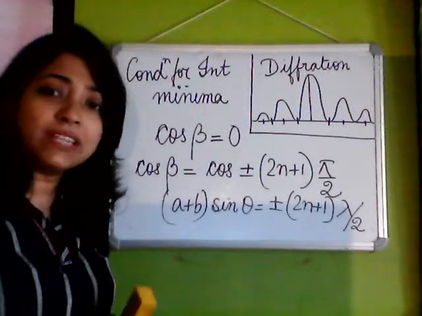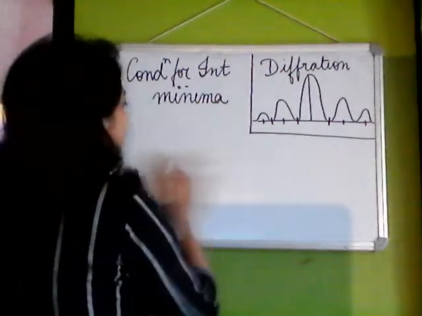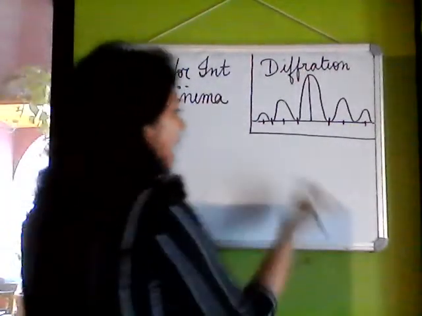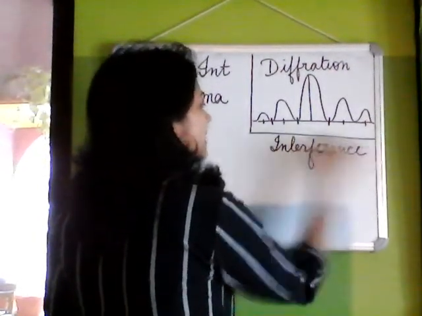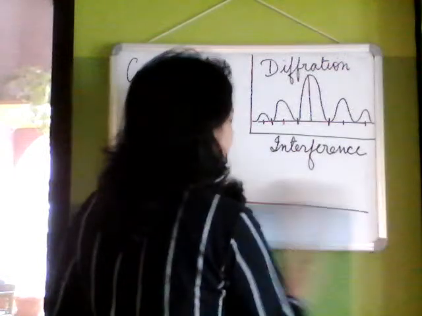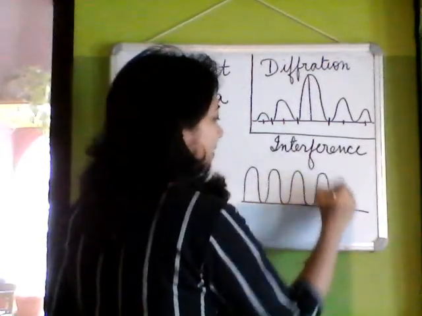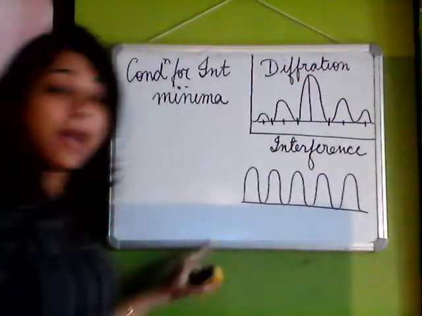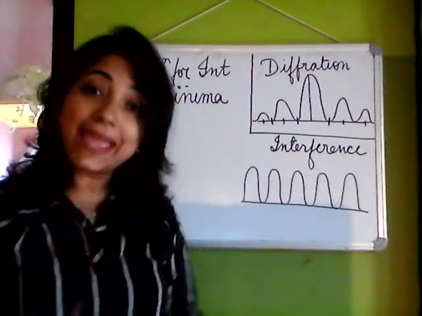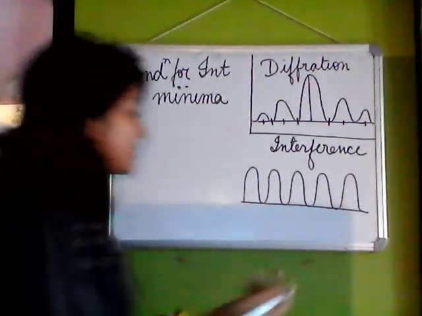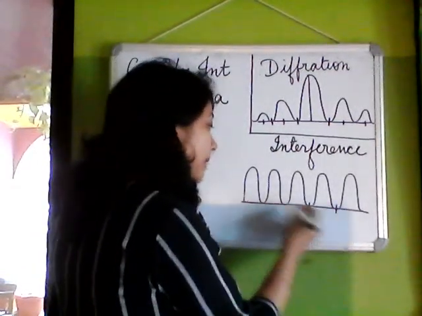Alright, now including these two, the conditions for minima and the conditions for maxima, if I wanted to draw the pattern or the intensity distribution, how would I draw it? I would draw the interference intensity distribution something like this, where the amplitudes of all these maxima are the same. And reminding all of you once again, when you are going to draw this, what are the angular values that you are going to remember?